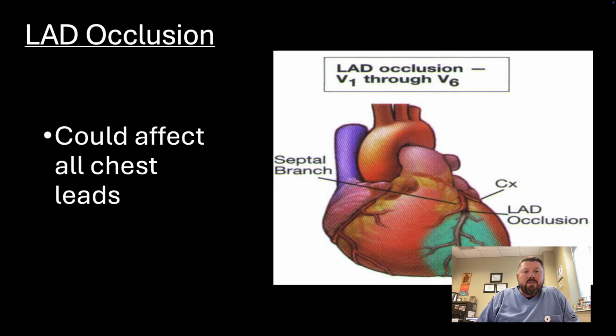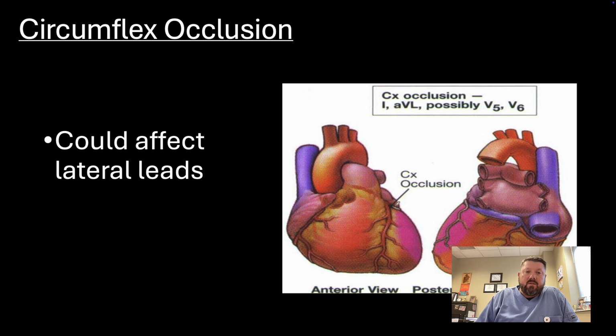LAD occlusion, so your left anterior descending, and it also depends on where it's at, but if it's up high, it can affect a large portion of the anterior septal and possibly even lateral wall. And of course, the circumflex occlusion could affect the lateral leads, and if it is supplying the inferior portion of the heart, it could affect the inferior leads as well. So this is localizing the MI, and this is also the end of part 3.